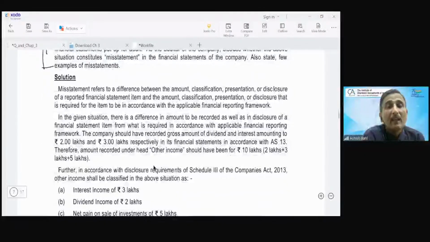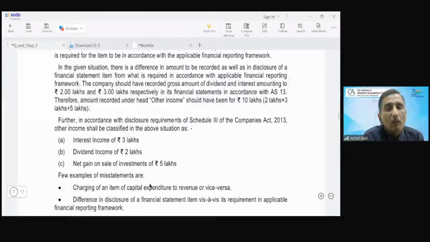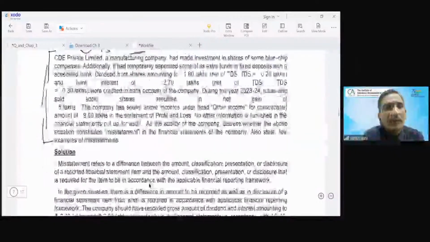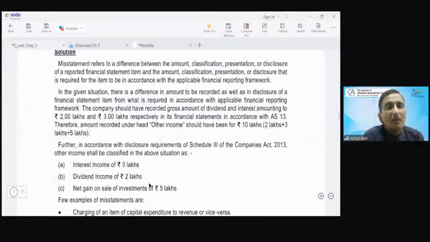So you would write it this way, that the company should have recorded the gross amount of dividend and interest amounting to 2 lakhs and 3 lakhs. And therefore the amount recorded under other income would be rupees 10 lakhs, not rupees 9.50 lakhs. Further, there is a lack of proper disclosure because it is a company, so Schedule 3 of the Companies Act is applicable. So interest income of rupees 3 lakhs is to be disclosed separately. Dividend is to be disclosed separately. Net gain on sale of investment is to be shown separately. Whereas the company is showing a consolidated figure. So part of what you were writing, Tejaswani, is correct, but the other part is missing.